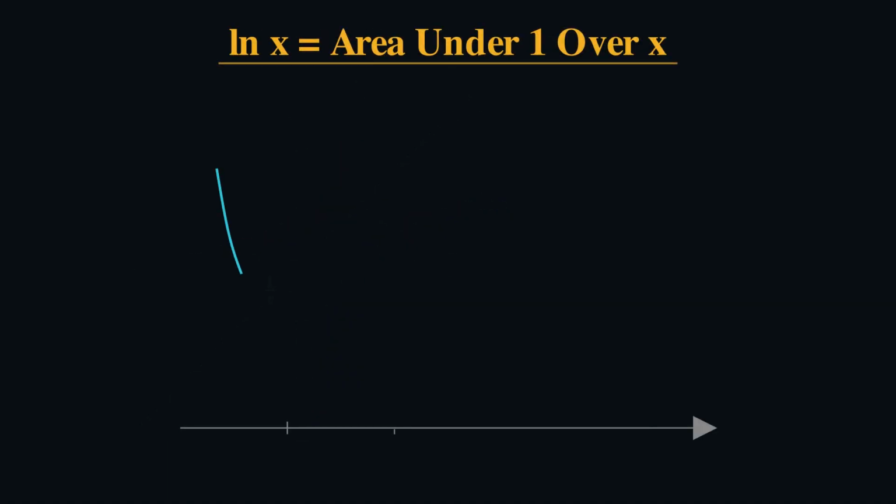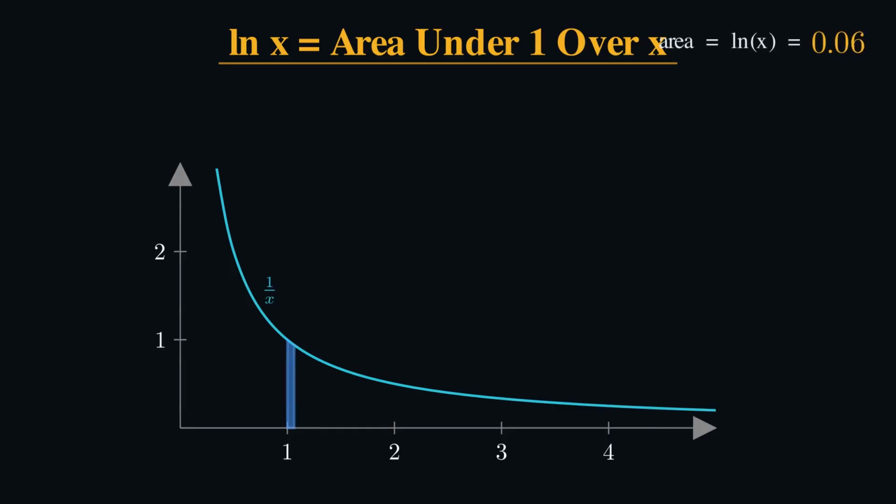Here is a deeper way to see the natural log. Take the curve 1 over x and measure the area underneath it, starting from 1. When you reach x, that shaded area is exactly the natural log of x. At x equals 1, the area is 0, and it grows more and more slowly, just like the log.